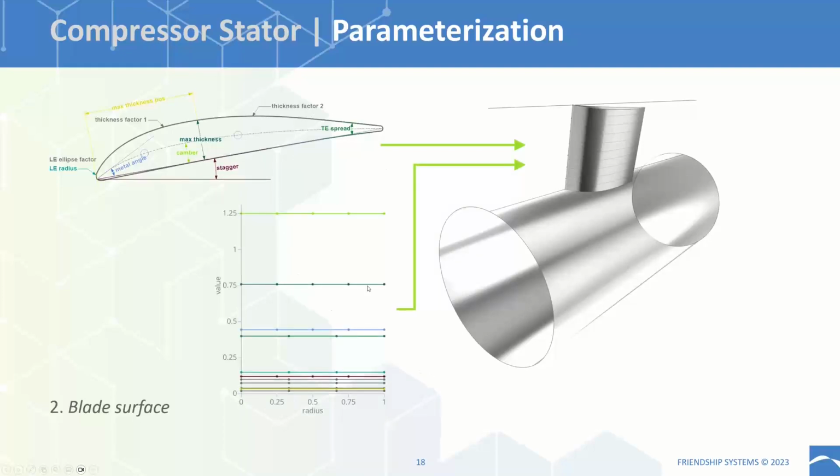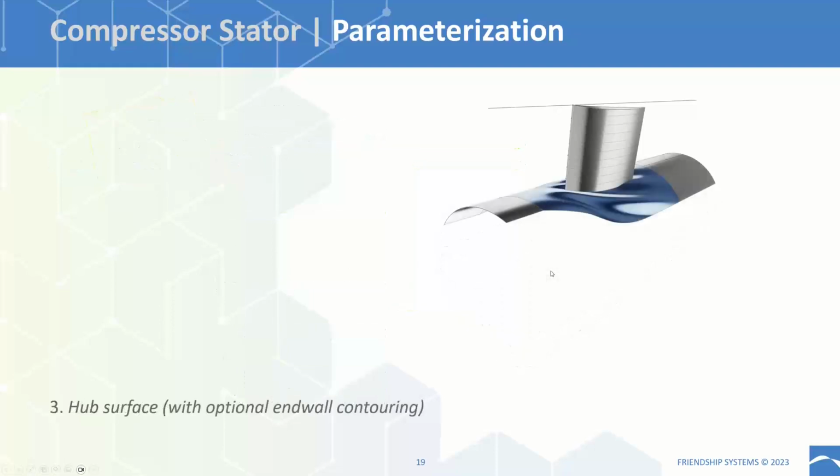And then we have some radial distribution functions that describe how these parameters that we see highlighted here change from hub to shroud. So at the beginning, we have a very simple blade, just straight shape, and our values are basically constant. But as you can see, we have some control points on these distribution functions that we can manipulate with parameters, and then we can change these values throughout the span of the blade.